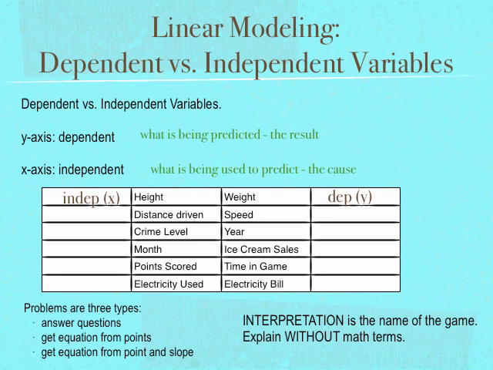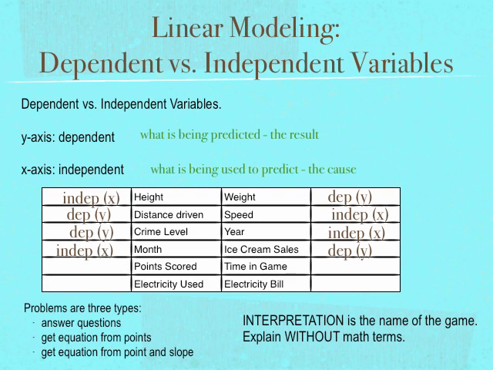Okay, let's say you jump in a car for a road trip and you're driving a certain speed and you go a certain distance. Does your distance driven depend on your speed, or does your speed depend on your distance driven? Okay, the distance driven depends on your speed. So speed is independent and distance driven is dependent. Crime level and year. Okay, crime level depends on the year. The year doesn't depend on the crime level. So year is independent, crime level is dependent. Okay, the month and the ice cream sales. Ice cream sales depend on what month it is for the most part. So ice cream sales is dependent and the month is independent.